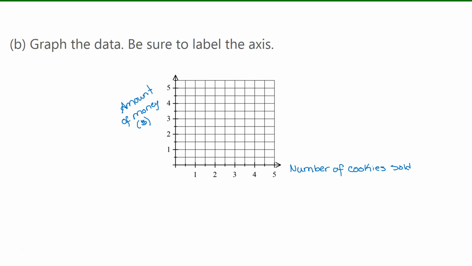Now looking at the table, we have to plot 1, 1.25. 1 cookie was $1.25. Now the scale on the y-axis here is in increments of 50 cents. So $1.25 would be around here. Then 2 and $2.50, 3 and $3.75, and 4 and $5. So there's the graph.